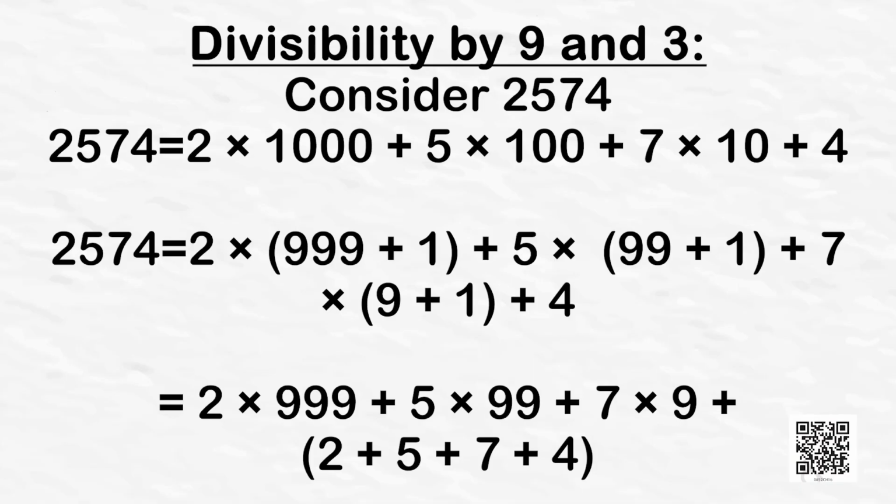Let us take some number, 2574. It can be expanded as 2 times 1000 plus 5 times 100 plus 7 times 10 plus 4, which is equal to 2 times 1000 can be written as 999 plus 1. So, plus 5 times 100 can be written as 99 plus 1 plus 7 times 10 can be written as 9 plus 1 plus 4.